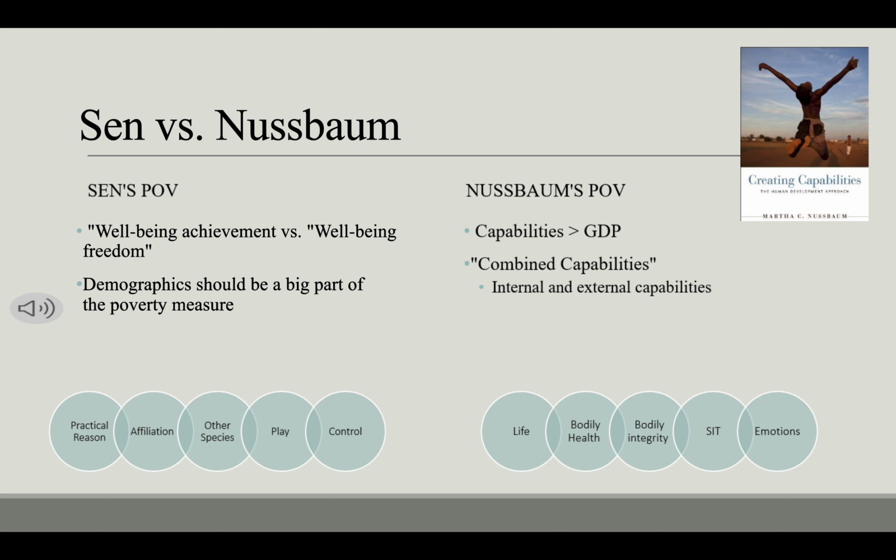The capabilities approach is hard to measure because there's not a good proxy that covers all regions and states. It is difficult to measure as there are not often numerical values associated with each central capability that Nussbaum proposed.